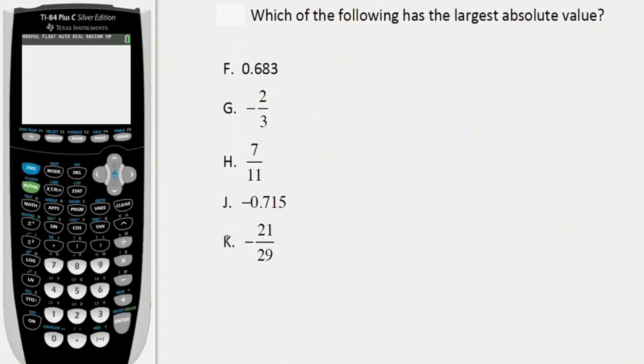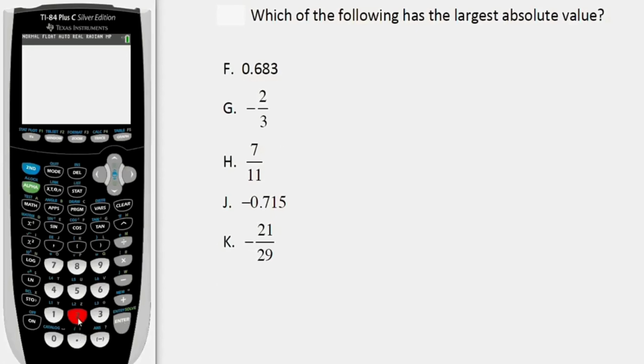So we have the following options, of which some include negative values. Just know that these negative values will now be positive in nature because of the presence of absolute value. So let's look at each of these options. Which value seems to be the highest? We have 0.683 in option F. Now minus 2 over 3. Basically this is now 2 over 3, no longer a negative sign.